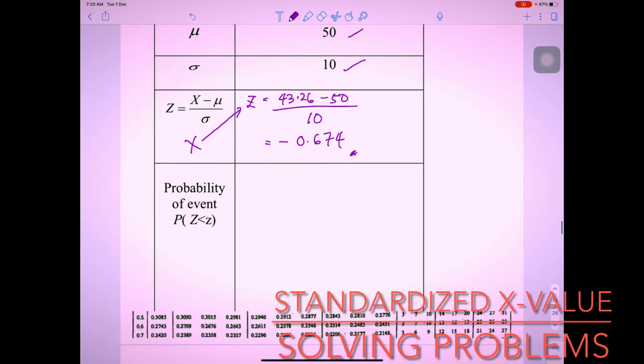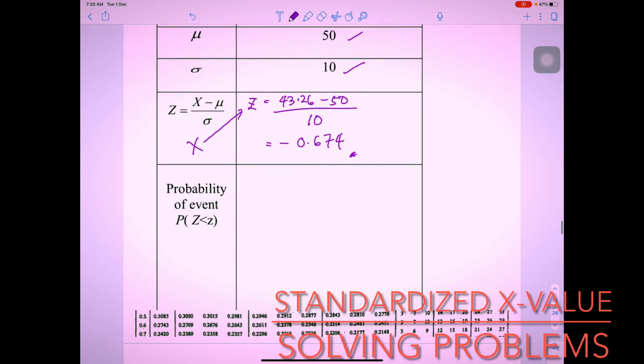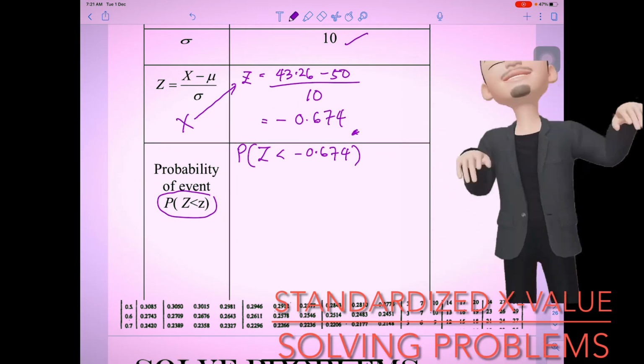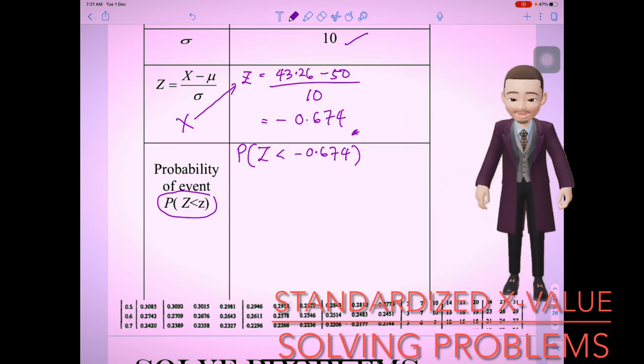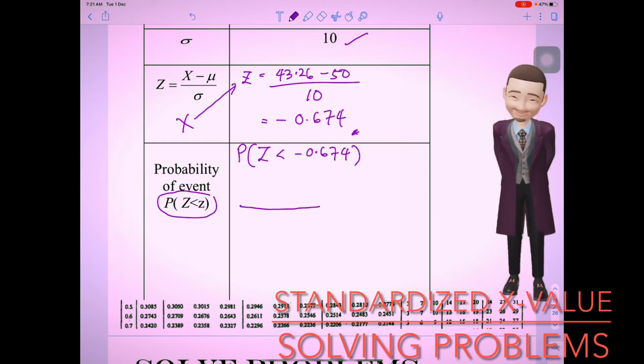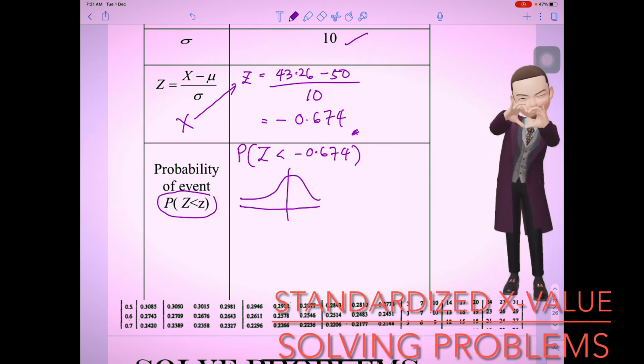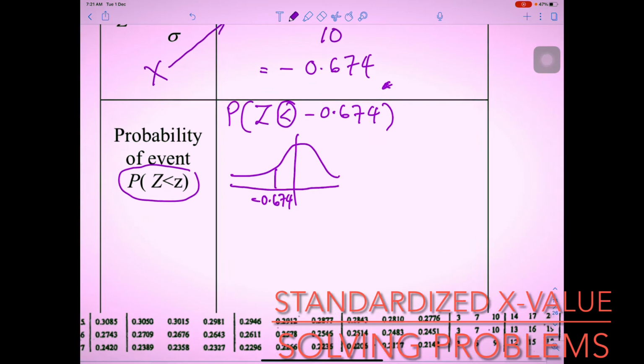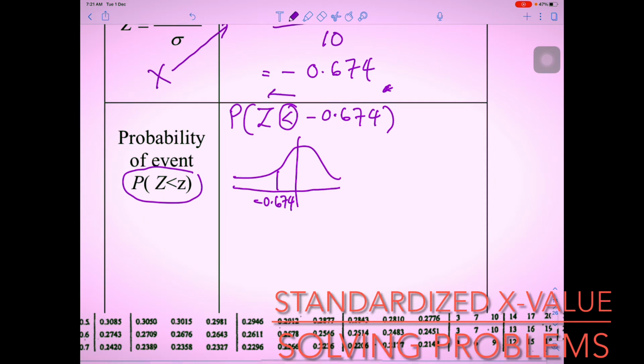Then find the probability of the event. It is given that P(Z less than the z value) equals P(Z less than negative 0.674). So what do we do? We sketch the bell curve. Negative 0.674 is on the left-hand side, and the direction of the inequality is to the left, so we shade the area.